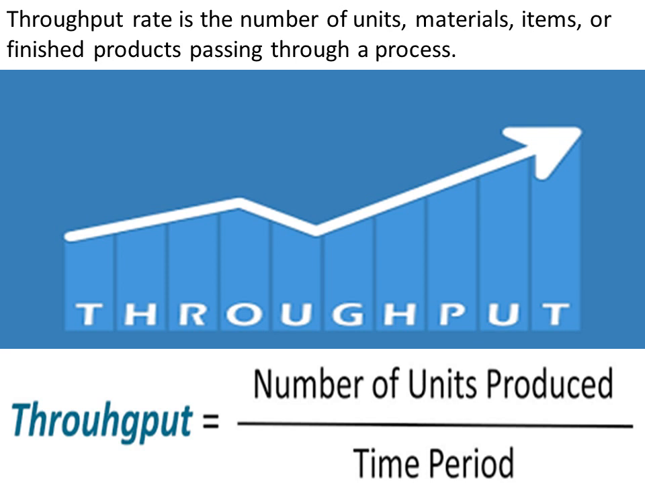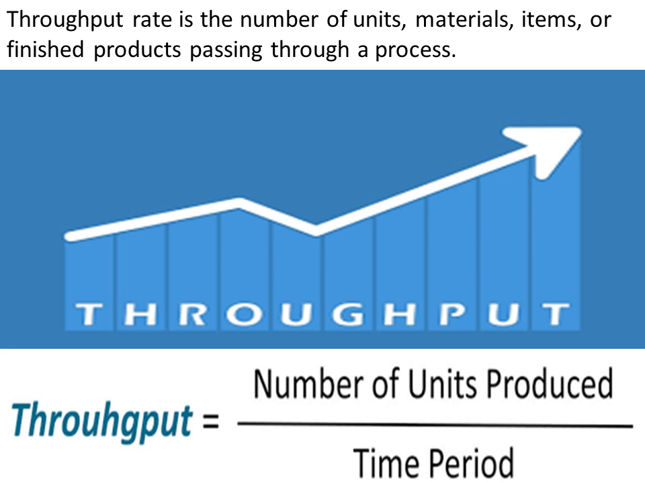The next important KPI in manufacturing is throughput rate. Throughput rate is the number of units, material, items, or finished products passing through a process. For example, in the manufacture of screws, it would be the number of units produced in an hour. So measuring throughput rate gives a good indication of whether demand can be met, as well as an indication of the efficiency of the process.